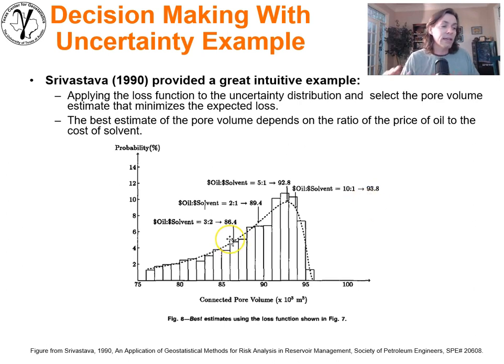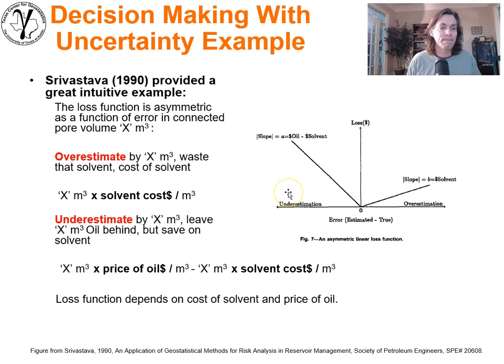If you have expensive solvent, cheap oil, it's only a 3-to-2 ratio. You're in a situation you're going to estimate much lower, about 86,000 meters cubed, and then all these other solutions are provided right here. Now here's a good question. What would happen if the solvent and the oil had the same value?